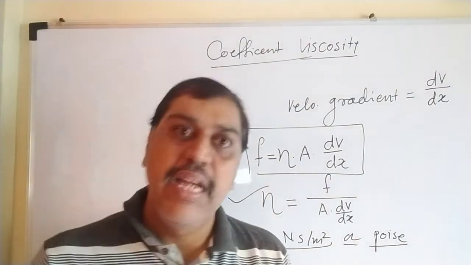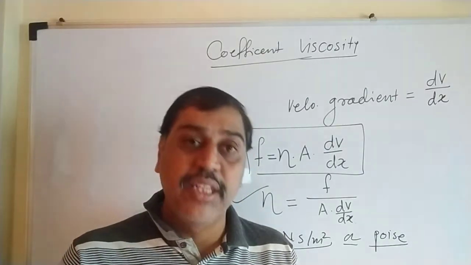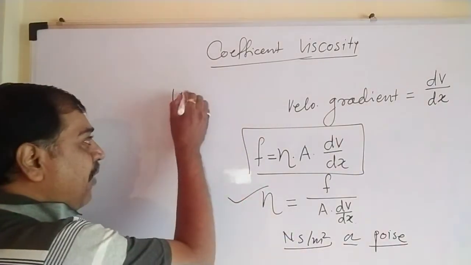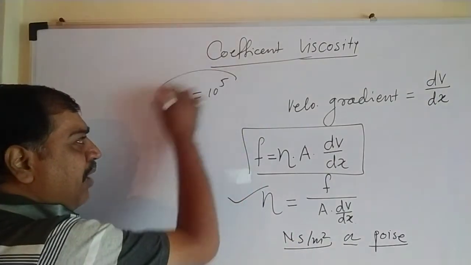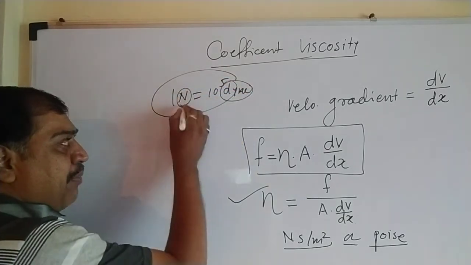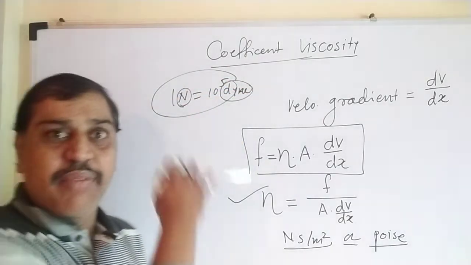If you remember, in 11th standard, in the 4th chapter, we found the conversion factor: 1 Newton equals 10 raised to power 5 dynes. Such type of equation we have derived. Dyne is the CGS unit, and Newton is the MKS or SI unit. This conversion we have found.